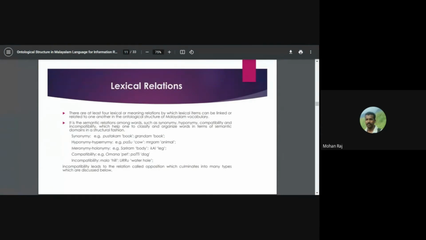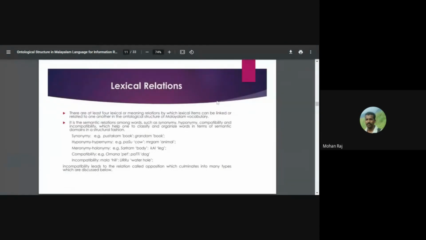The semantic relations among the words, such as synonymy, hyponymy, compatibility, and incompatibility, help one to classify and organize words in terms of semantic domains in a structured way. Example: synonymy is a book, a grandam, another one is a grandam. Then hyponymy and hypernymy: Pashu, cow and animal.